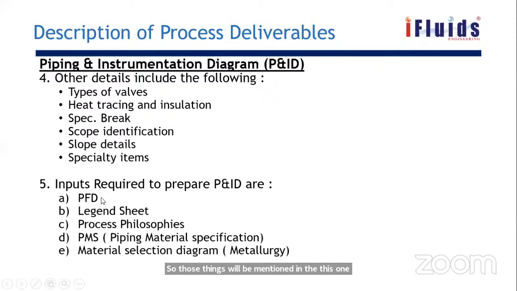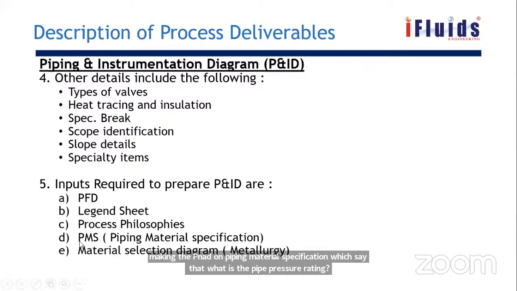And for the P&ID, input records are the PFD, and then the legend sheet. Legend sheet means how a pump will be put in symbol form for the different equipments. And process philosophies like the isolation philosophies, and the control philosophies, like whether I need to put one isolation valve or two isolation valves for isolating an equipment. All those things we need to consider from the philosophy for making the P&ID. And the piping material specification, which says what the pipe class is, the pressure rating, how much pressure it can withstand, and the material of construction of that particular pipe. Those things will be given in the piping material specification.